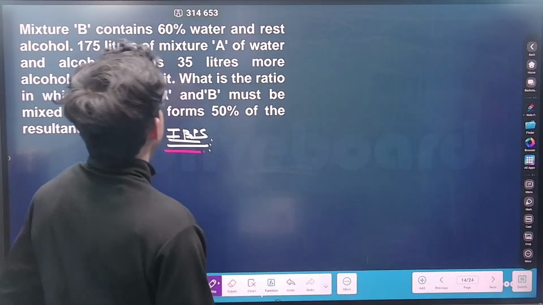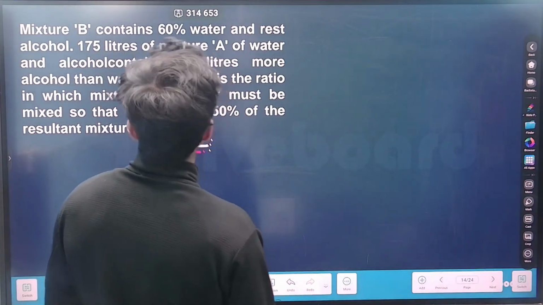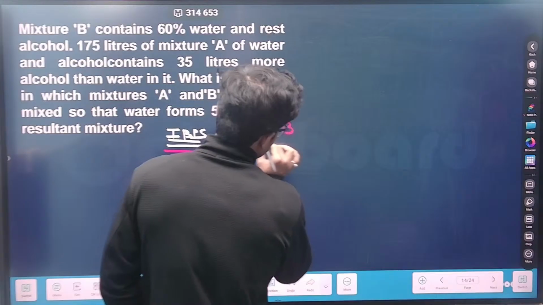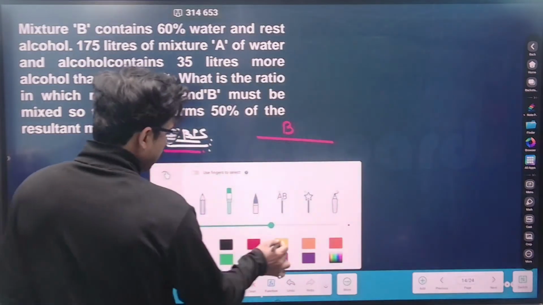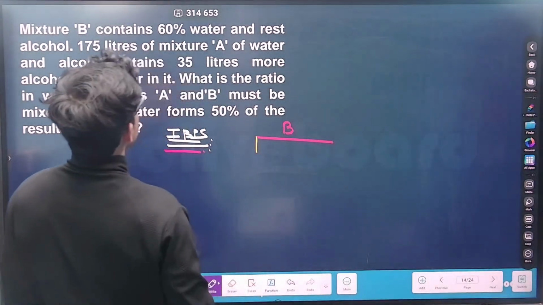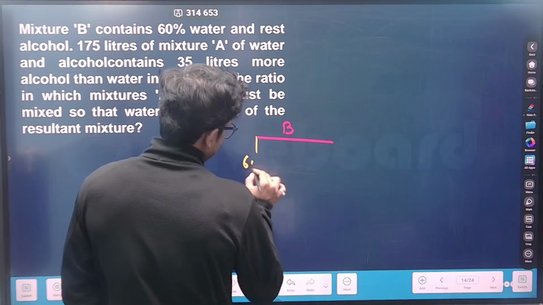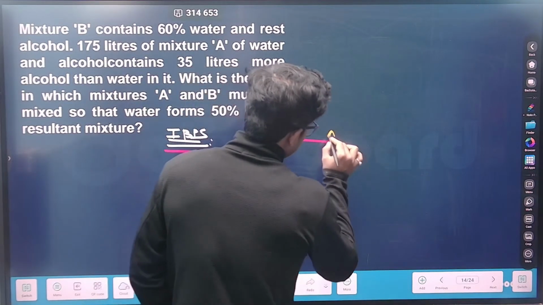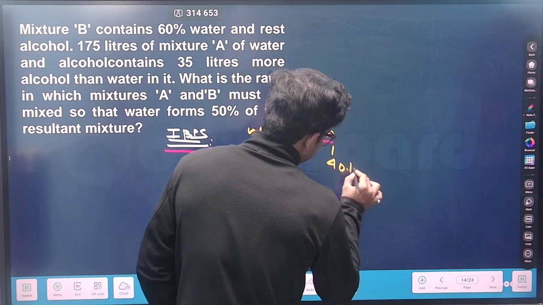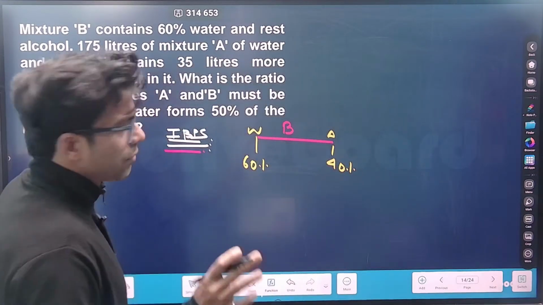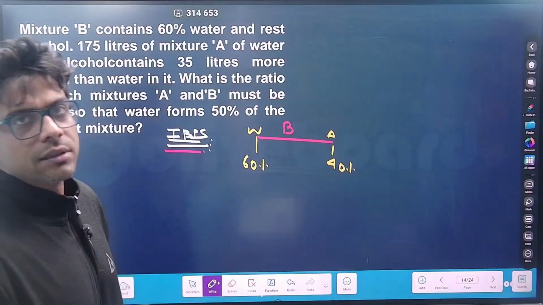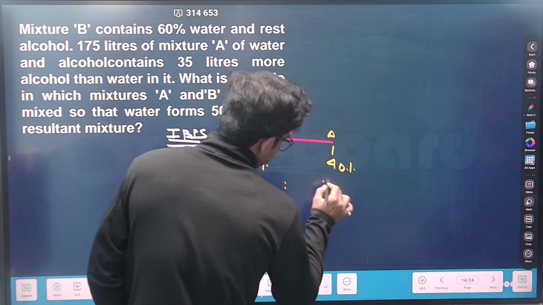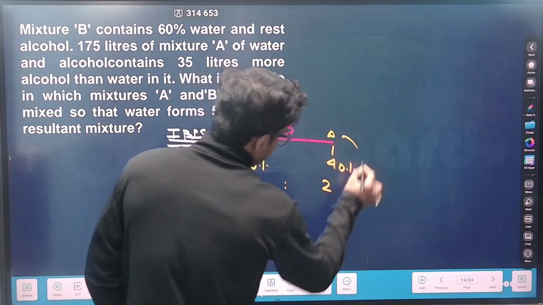A mixture B contains 60% water and the rest alcohol. So I have a B mixture in which we have 60% water, and alcohol I would have 40%, correct? This is what I can write down first. So basically I can say the ratio of water to alcohol would be 3:2.